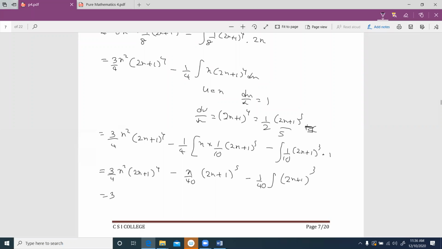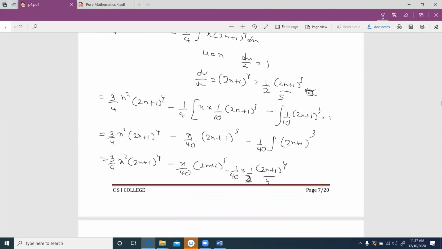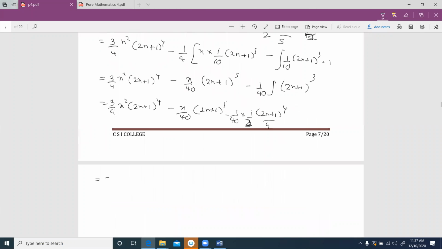Then you can write the final answer: 3 over 4 x squared (2x plus 1) to the power 4, minus x over 40 (2x plus 1) to the power 5, plus 1 over 40 times 1 over 2, (2x plus 1) to the power 6 over 6. With that, you can write the final answer. The final answer is 3 over 4 x squared (2x plus 1) to the power 4, minus x over 40 (2x plus 1) to the power 5, plus 1 over 480 (2x plus 1) to the power 6, plus C. That's the way of getting this answer. So that is a way of understanding this kind of question.